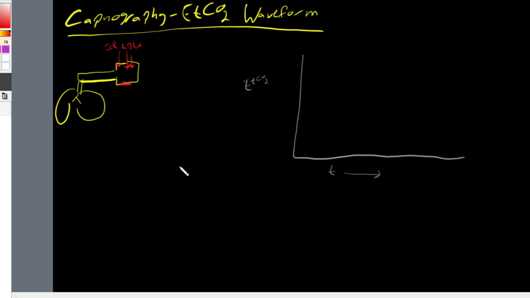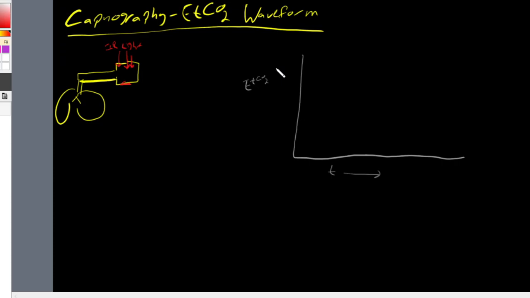In the last video, we talked about capnography and how it works, and that it uses the Beer-Lambert law of absorption to detect and sense the amount of infrared light that's absorbed in this carbon dioxide sensor as carbon dioxide gets exhaled from the lungs into this detector. In this video, we're going to talk about how this sensor detects the carbon dioxide concentration and how that changes over time throughout the respiratory cycle.